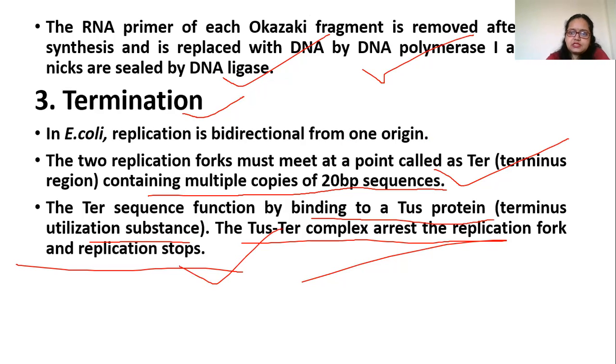In the next lecture, I would give my lecture on DNA replication in eukaryotes in full detail. So this lecture is beneficial for graduates, undergraduates, and as well as for postgraduates.